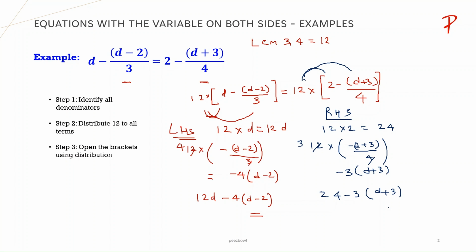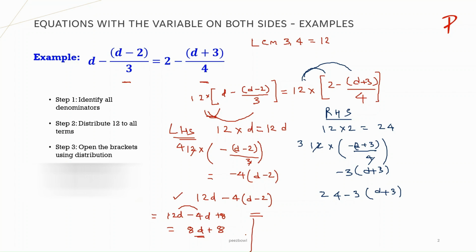Now the third step is to open the brackets using distribution. So let us simplify both sides. On the LHS we have 12d minus 4(d minus 2). This is equal to 12d minus 4d plus 8. Here 4 is multiplied by both d and 2. So 12d minus 4d is 8d, and we have the constant 8. 8d plus 8 is what we get on the left hand side.